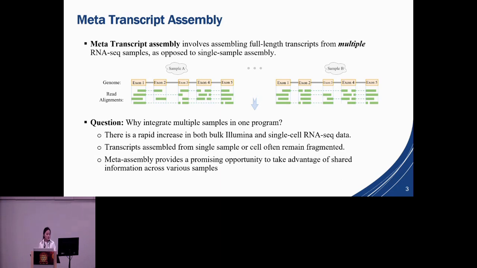Also, transcripts assembled from a single sample or single cell often remain fragmented or incomplete. For example, if a junction happens to be not sequenced in a single sample, then there is little chance for this junction to be correctly recovered. Meta-assembly, on the other hand, can take advantage of shared information across various samples and provides a promising opportunity to assemble full-length transcripts.